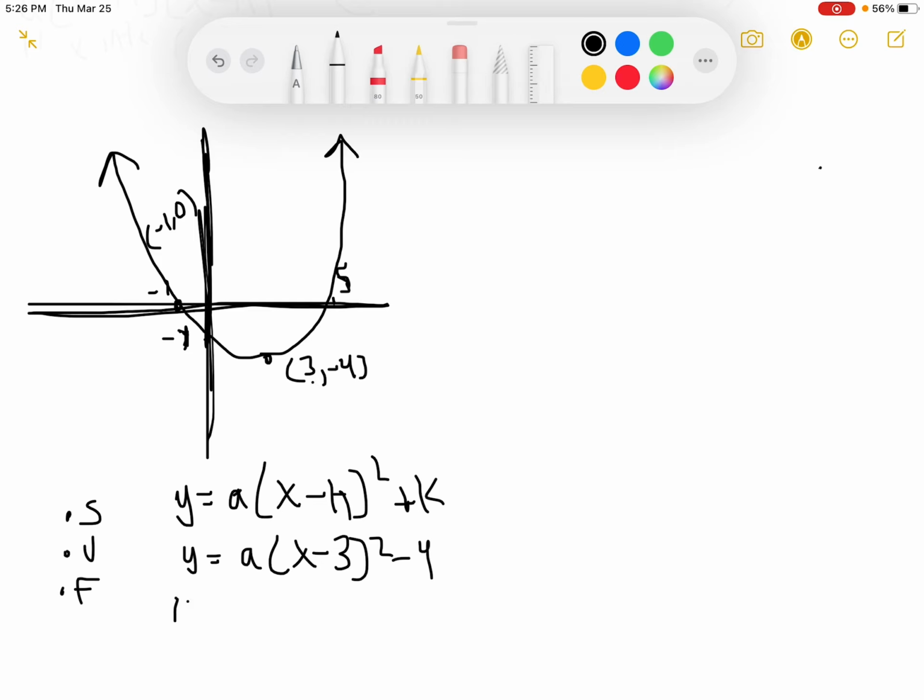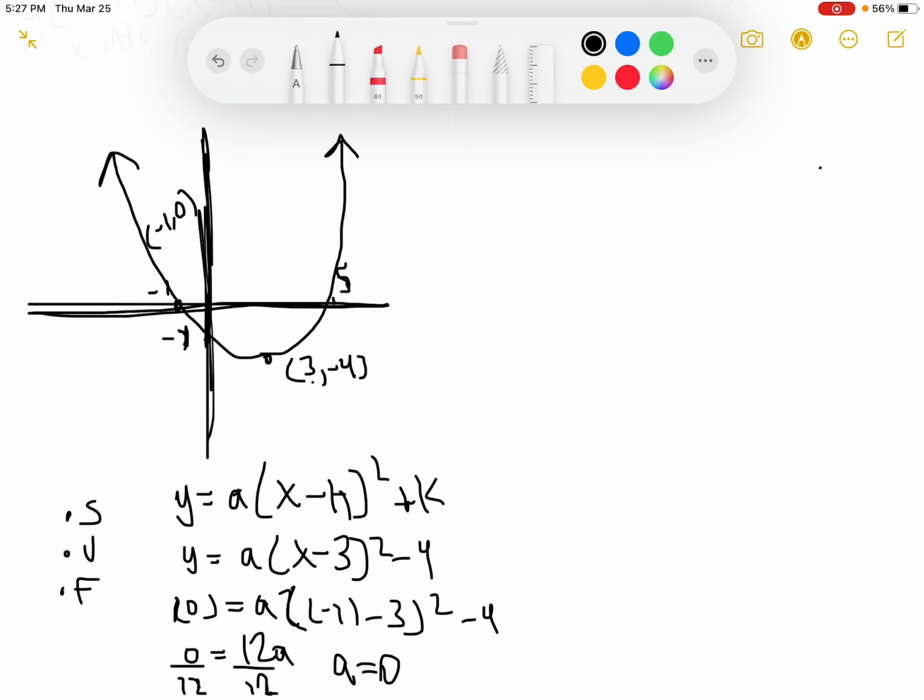So y is 0. A is just nothing because we didn't figure out what it was yet. X is -1 minus -3 squared minus 4. So 0 equals -1 minus 3 is -4. -4 squared is 16. 16 minus 4 is 12. So we have 0 equals 12a. Divide by 12 on both of them, and we get that a is 0. Okay, a is 0. That doesn't seem so good.